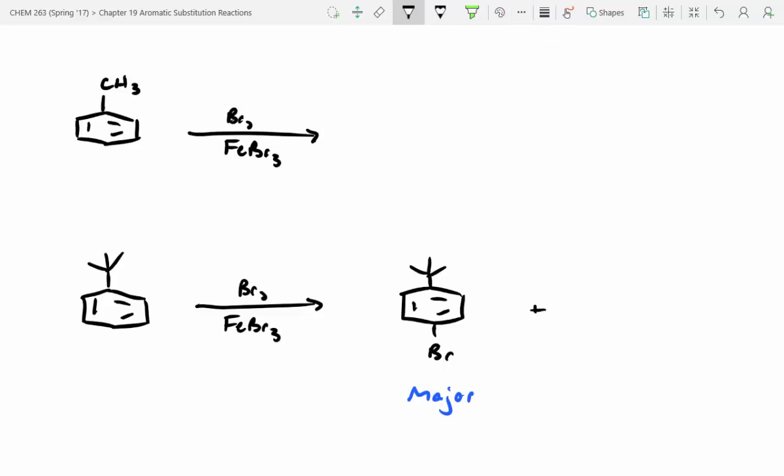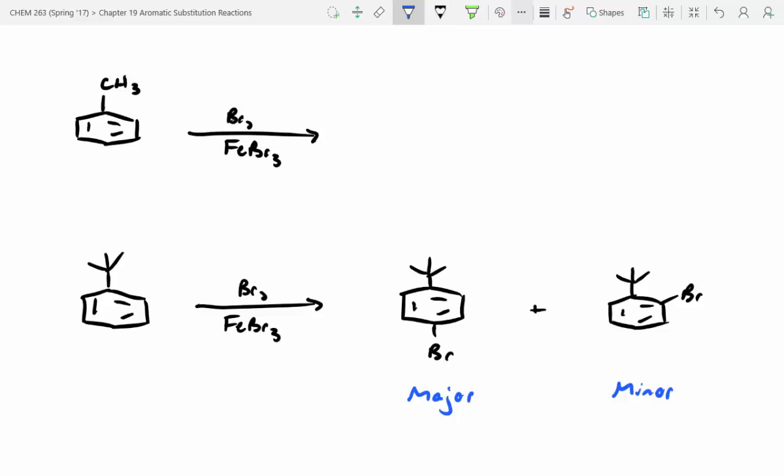You want me to use a glittery pen? Yes. Does that make you feel better? All right, for the next one I will. This one's going to be minor, simply because the bromine's going to have a little bit harder time sneaking in that ortho position due to that spinning helicopter blade of the tert-butyl group.